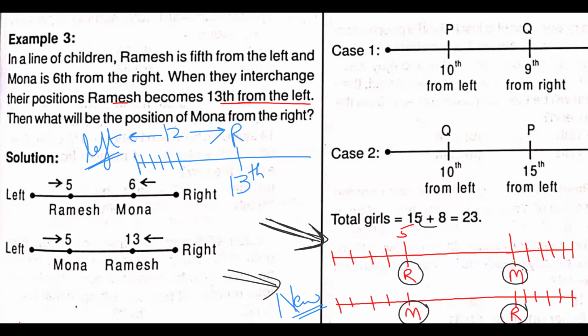This is the left end, and from the left end, if we start counting, Ramesh should come 13th from the left. Getting?